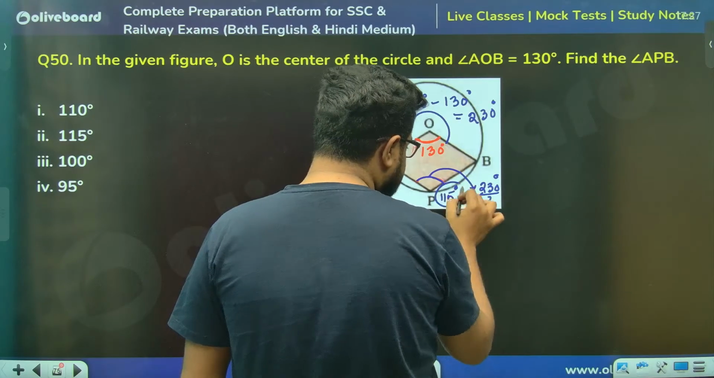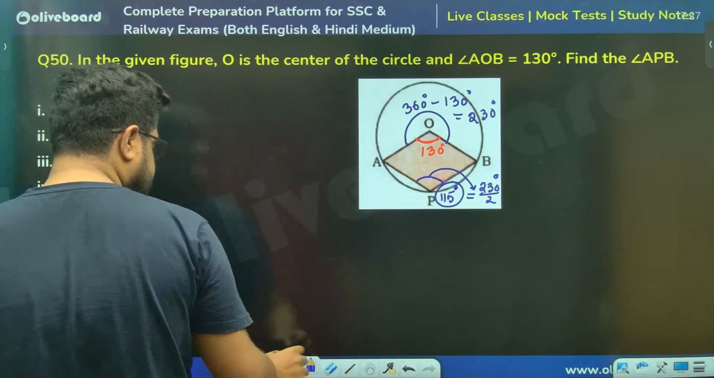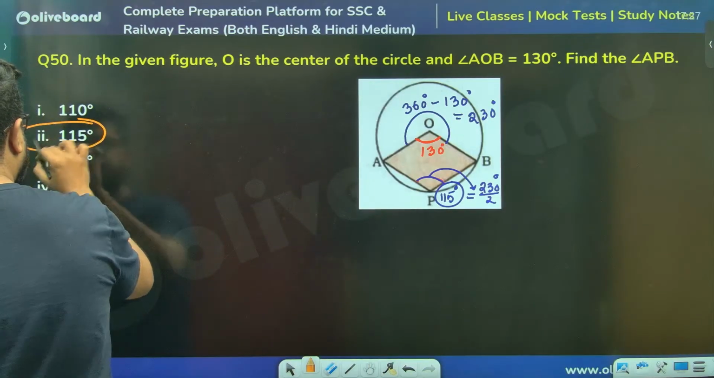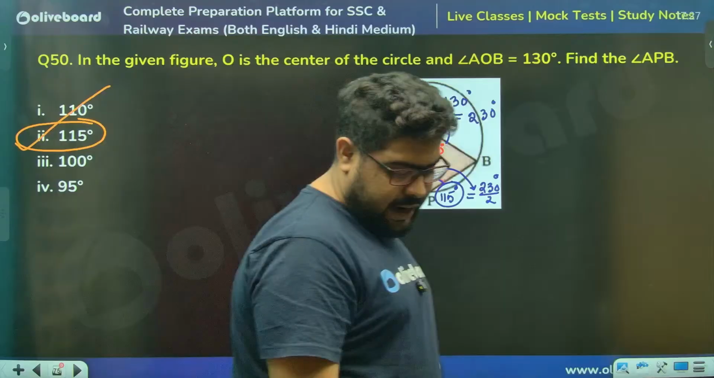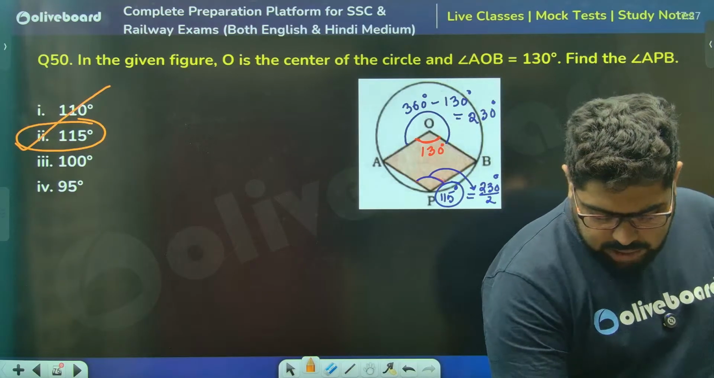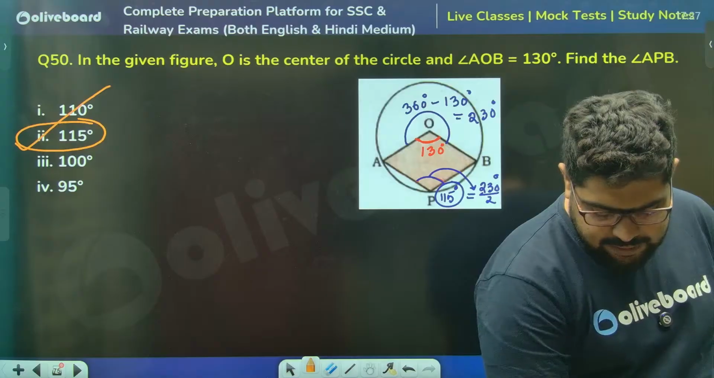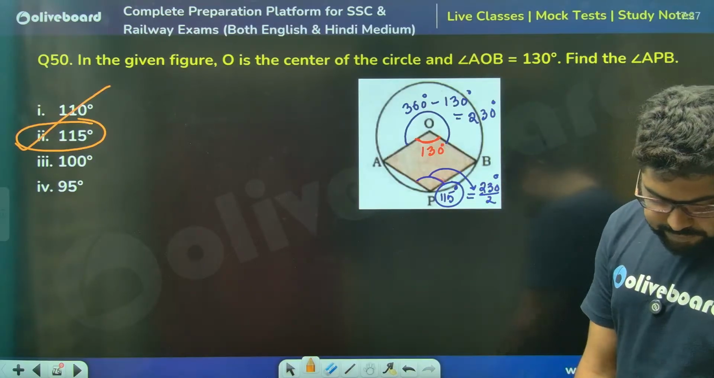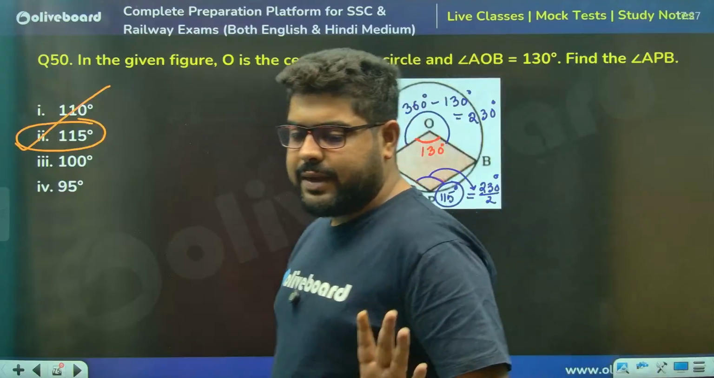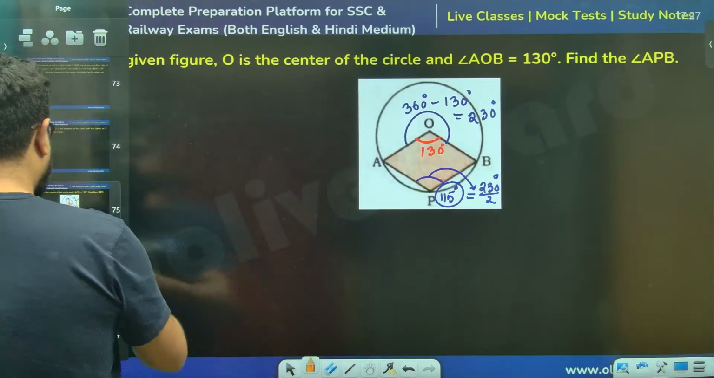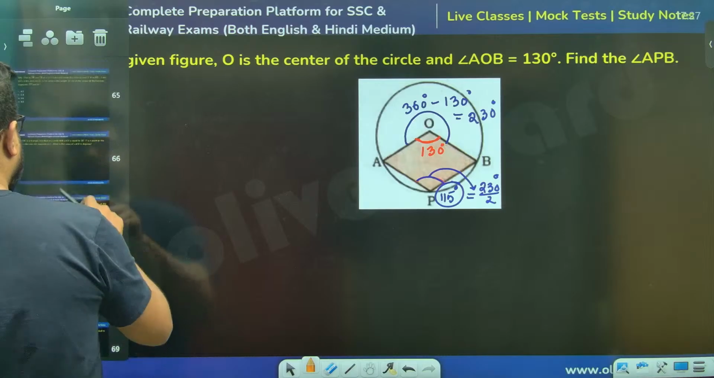You see, 10 seconds. You should not take a second more than 10 seconds, honestly. 115 degrees, option number 2 is the correct answer. 115 degrees is your correct answer, sir. You see, not difficult, nothing. It's very, very simple to solve. Perfect, everyone. This thing completely makes sense. Let's move a little ahead.